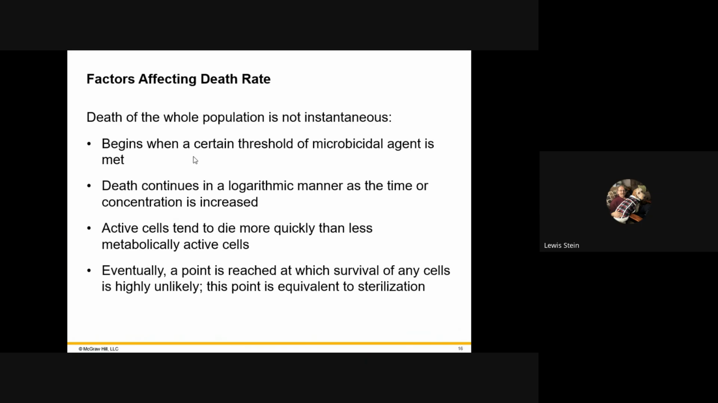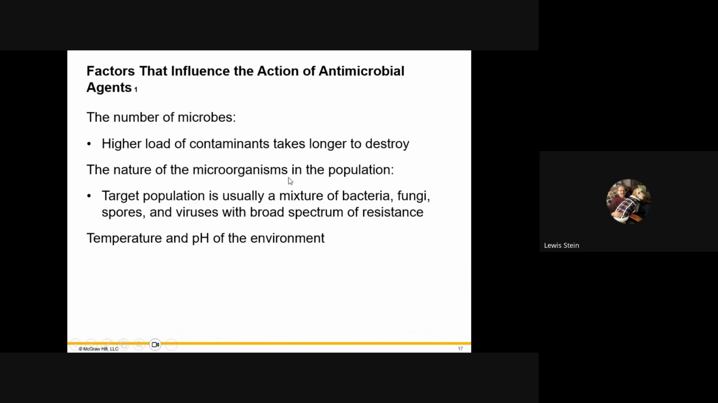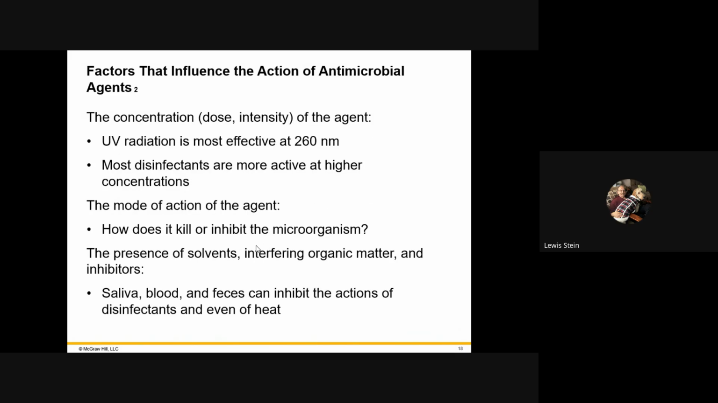It's sort of the inverse of the growth curve. They die logarithmically, just as they grow logarithmically. So they looked at different units, and basically the number is an unimaginable amount of contamination, so I don't even go over that anymore. The more organisms there are, the longer it takes. Obviously, temperature and pH of the environment play a role. You're going to see this as we go on. The critical thing to understand is that the presence of solvents, organic matter, anything on there compromises your ability to sterilize.